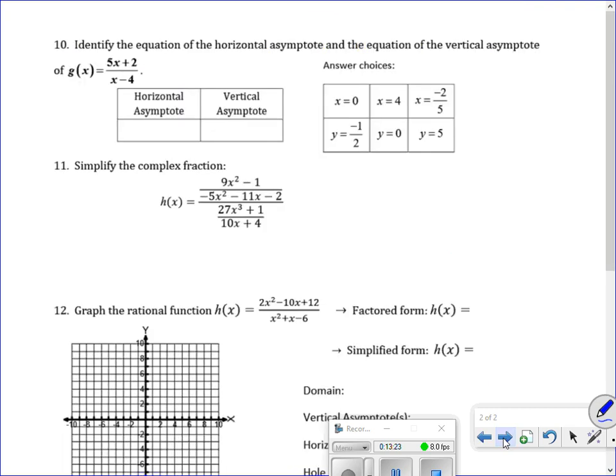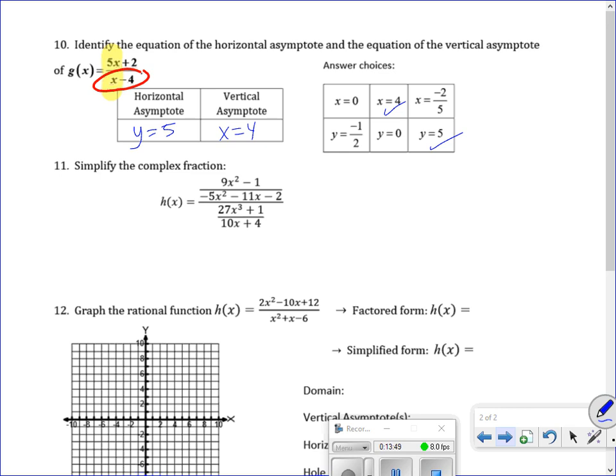All right, moving on to back here. Identify the horizontal and vertical asymptotes. Well, horizontal asymptote, I'm going to compare these. They match, so I'm going to steal the 5 and the 1. So I'd say y equals 5. So this guy right here. Vertical asymptote, I look at the bottom. So what makes the bottom 0? That's going to create an asymptote. So that's x equals 4. So this guy here.